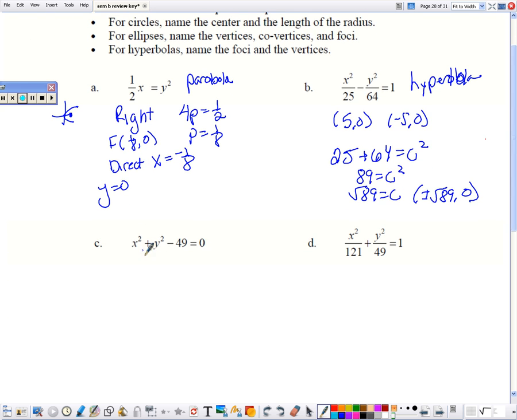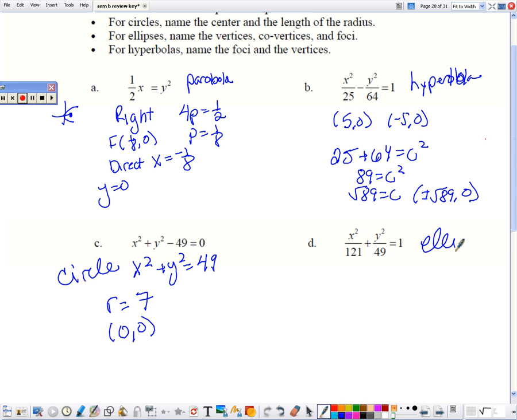Now this C, I'm going to add the 49 to the other side, and it is a circle. The radius is the square root of 49, and the center is at (0, 0). D is an ellipse because of the adding in the middle. The center is at (0, 0).